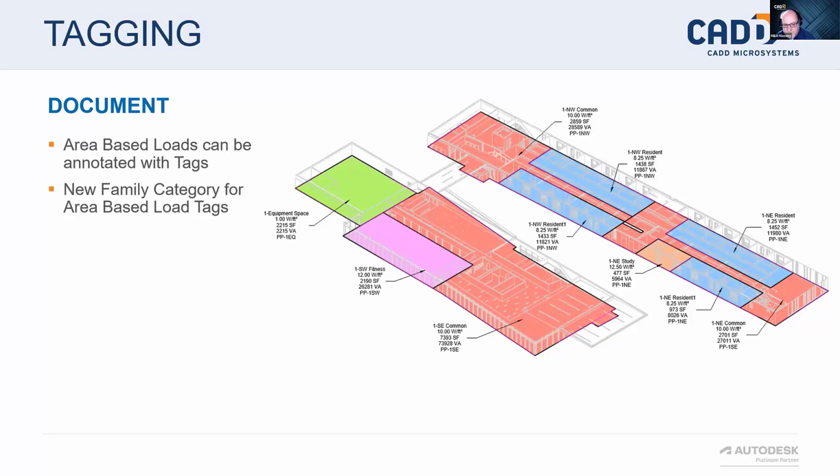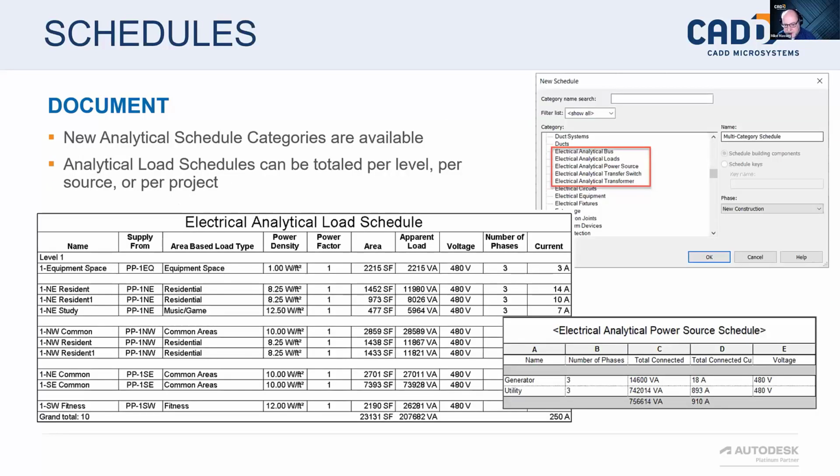So if you do create a tag from scratch, that is the category that you're going to assign the tag to use in there. But just like any tag, we can pick and choose which parameters we want to use for that tag. In this case, I've got the actual name of the area load in there. I've got the power density, the square footage, the total load, and also the panel source as far as which panel these loads are connected to. So again, a lot of information can be included in just tagging a floor plan.